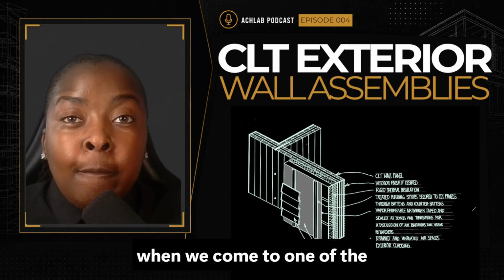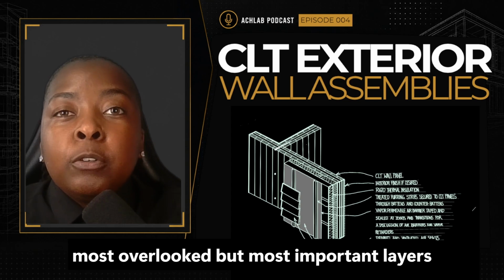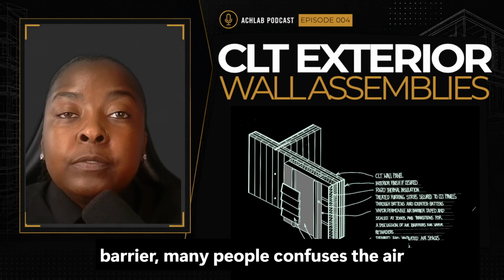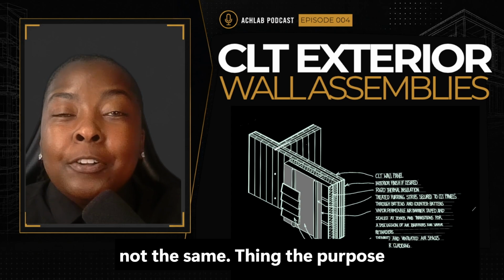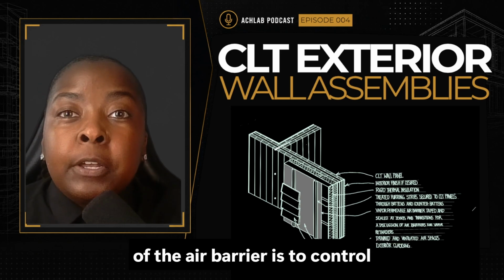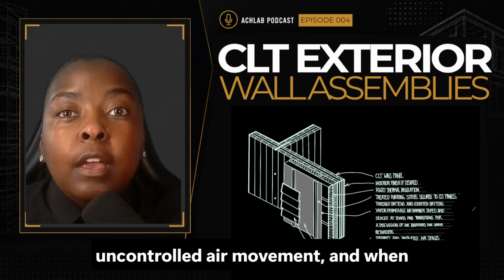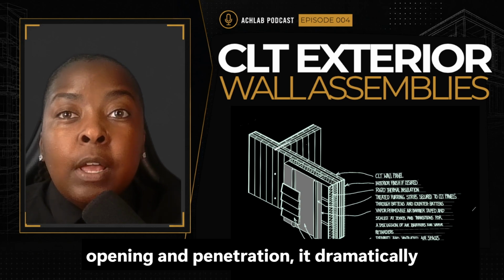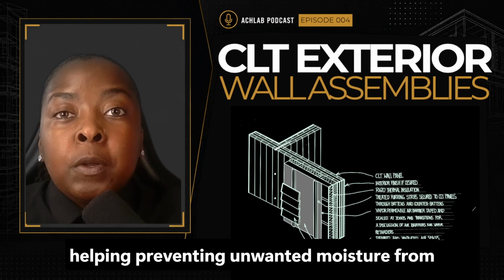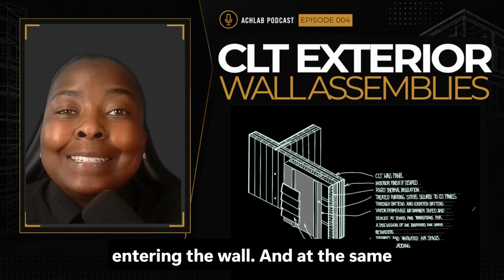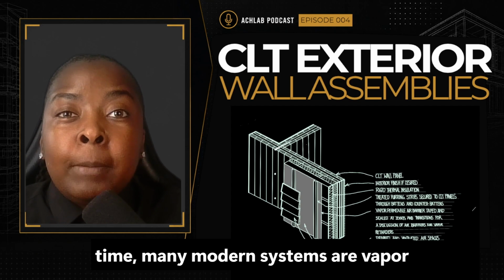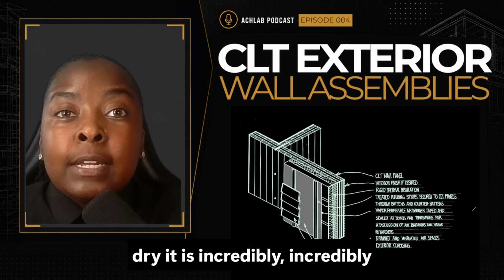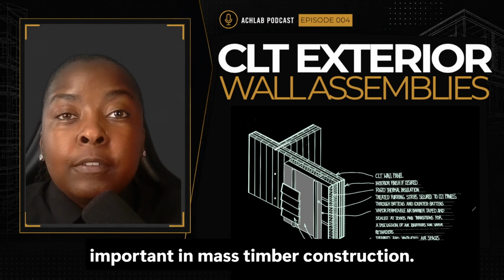Layer 3, the air barrier. Now, we come to one of the most overlooked but most important layers in the entire wall assembly, the air barrier. Many people confuse the air barrier with the vapor barrier. They're not the same thing. The purpose of the air barrier is to control uncontrolled air movement, and when properly sealed around every joint, opening, and penetration, it dramatically improves the building performance while helping prevent unwanted moisture from entering the wall. And at the same time, many modern systems are vapor permeable, allowing moisture vapor to escape when necessary. That ability to dry is incredibly important in mass timber construction.